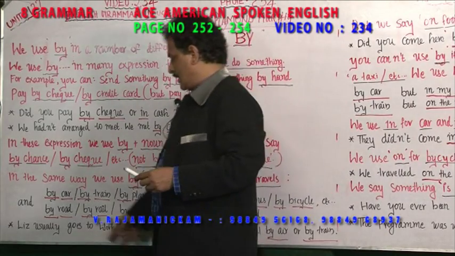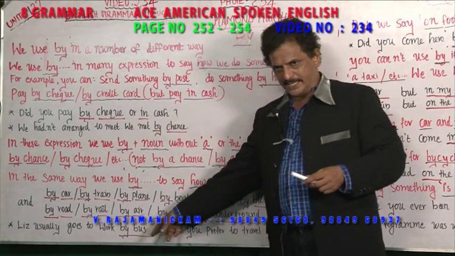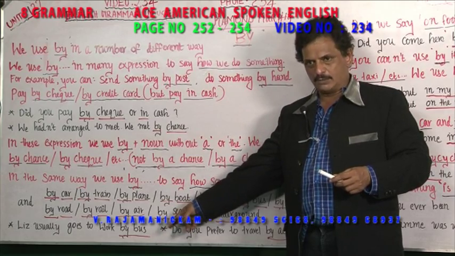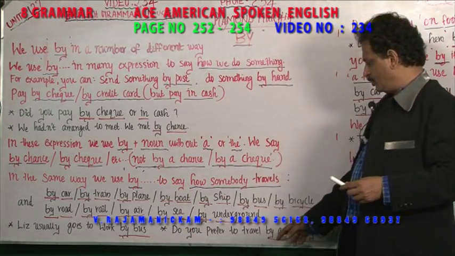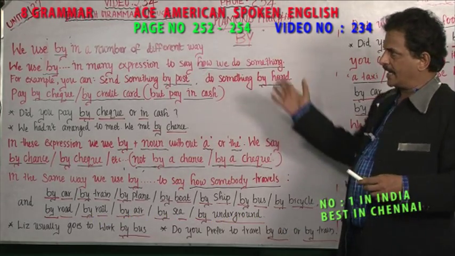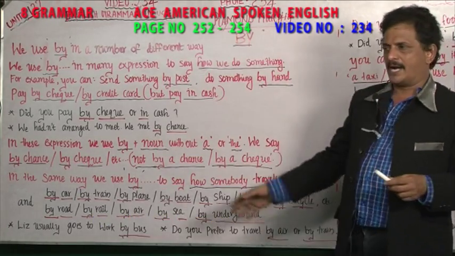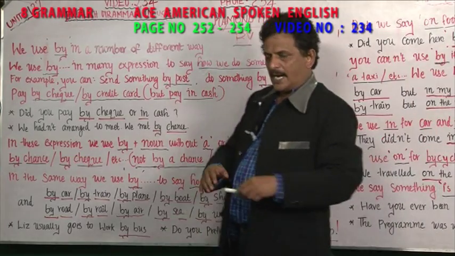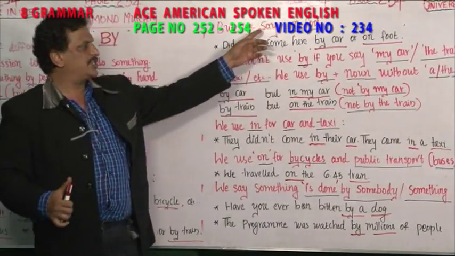Liz usually goes to work by bus. Liz பொதுவாகவே தன்னுடைய வேலைக்கு எதன் மூலமாக செல்கிறாள்? பஸ் மூலமாக செல்கிறாள். Do you prefer to travel by air or by train? நீ எதன் மூலமாக பயணம் செய்ய விரும்புகிறாய்? வான்வெளி மூலமாகவா அல்லது ட்ரெயின் மூலமாக?